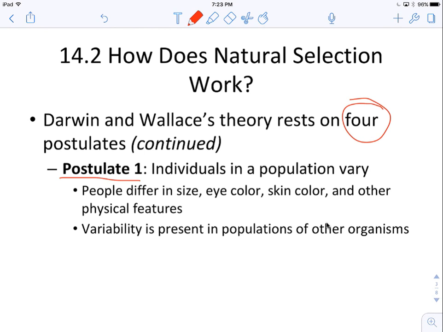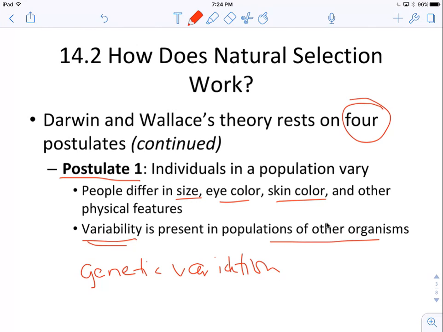So the first one, postulate 1, individuals in a population vary. Okay. Not everyone is the same. People differ in size, eye color, skin color, other physical features, other phenotypes. And this variability is genetic variation that we have been talking about, meiosis, genetics, all that stuff. This variability is present in populations of other organisms. So all the different populations kind of accumulate these variations.